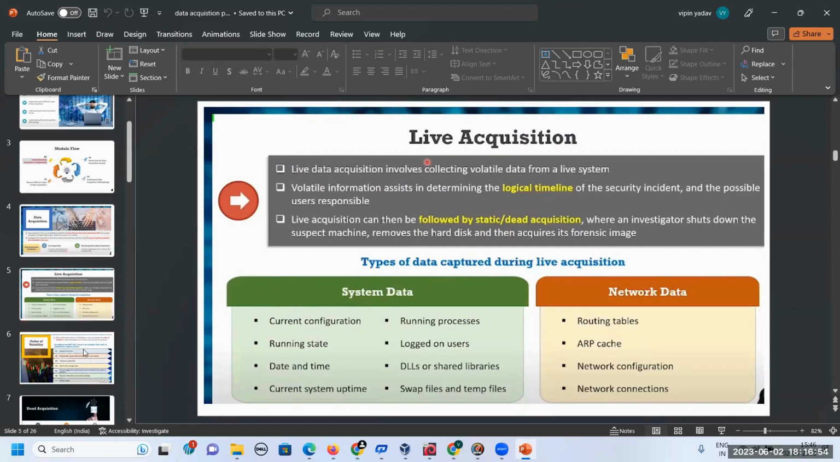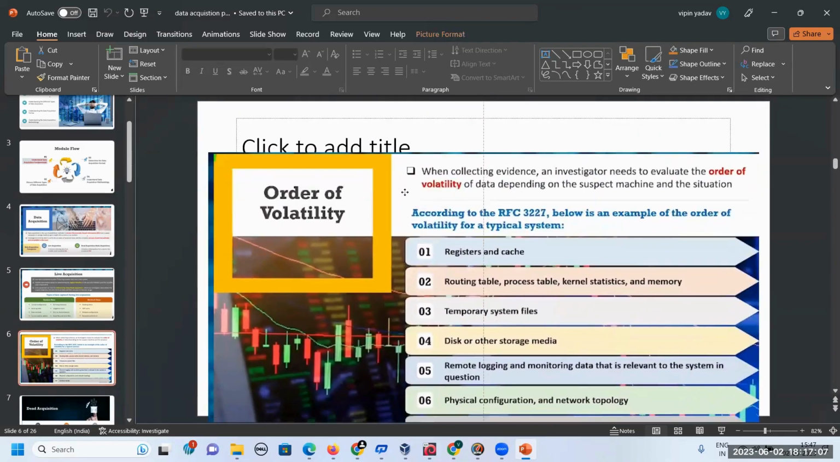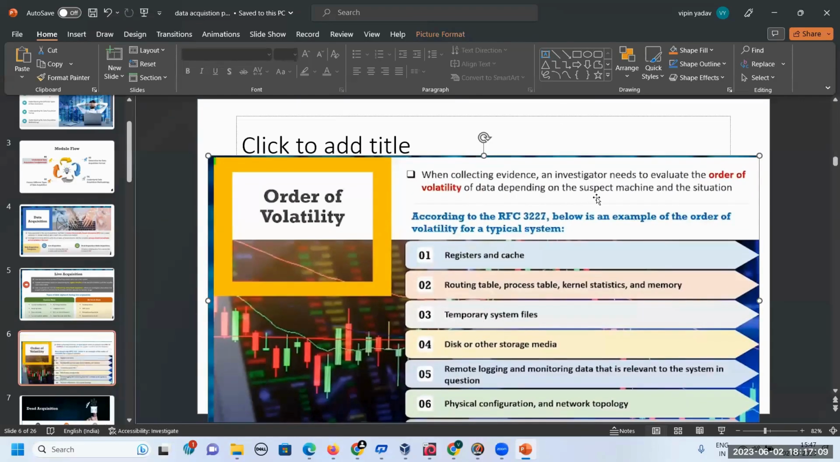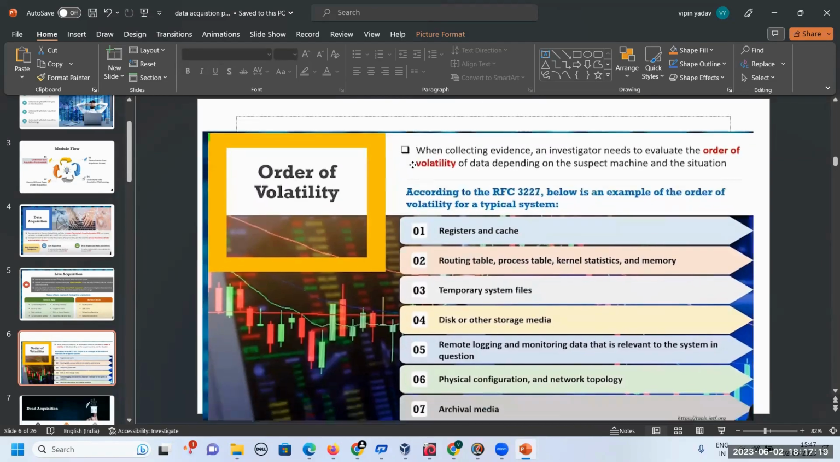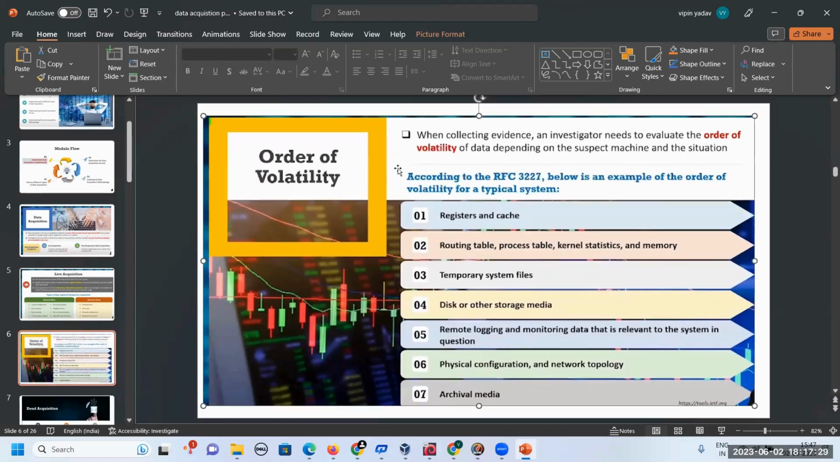After that, order of volatility. While collecting evidence, an investigator needs to evaluate the order of volatility. It depends on the suspected machine and the situation. According to RFC 3227, these are examples of order of volatility for a typical system: registers and cache, routing tables, process table, kernel statistics, and memory. This is basically telling the things which are present in a live acquisition system.